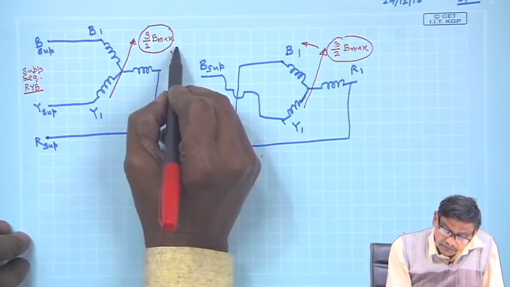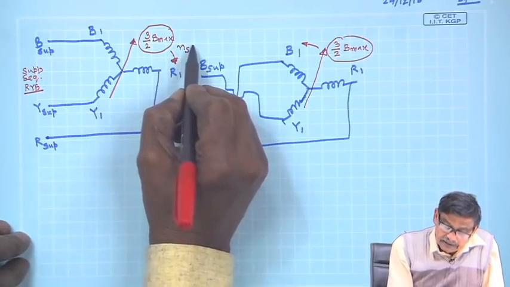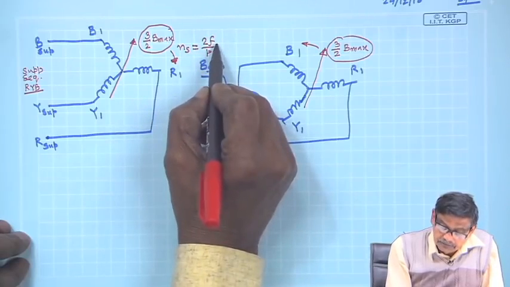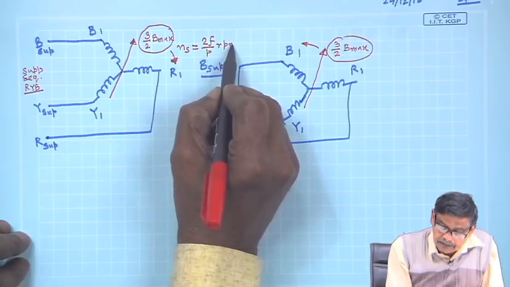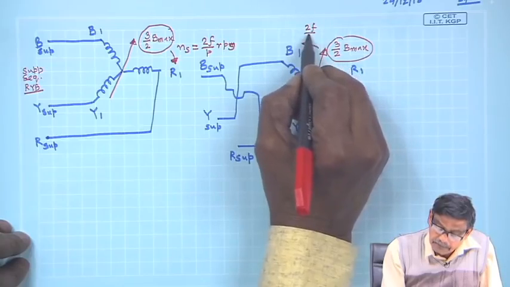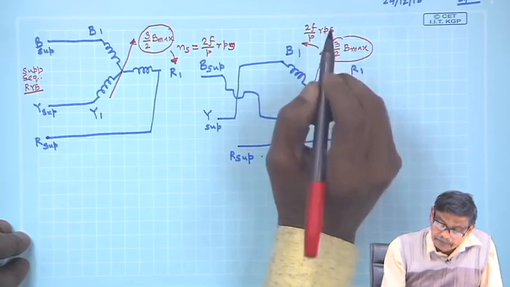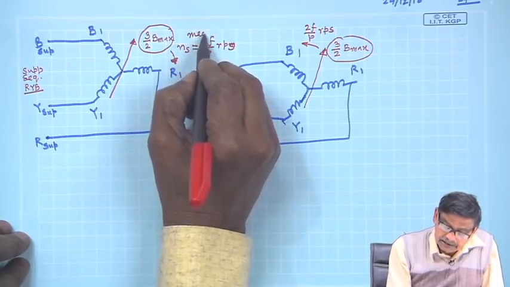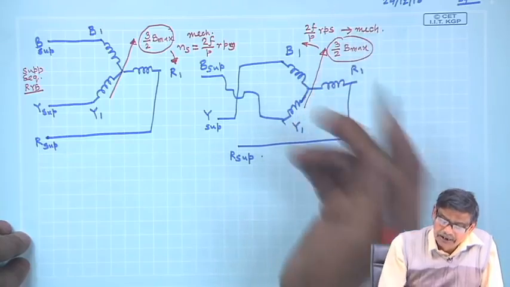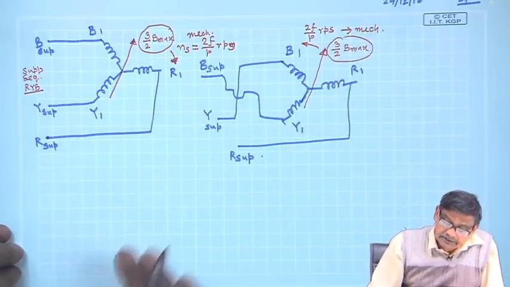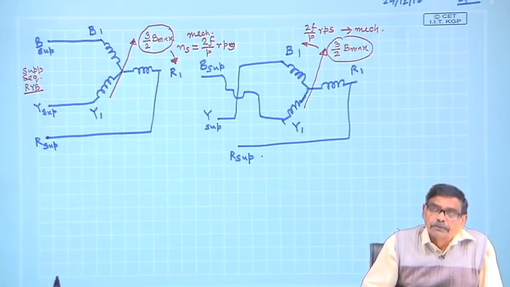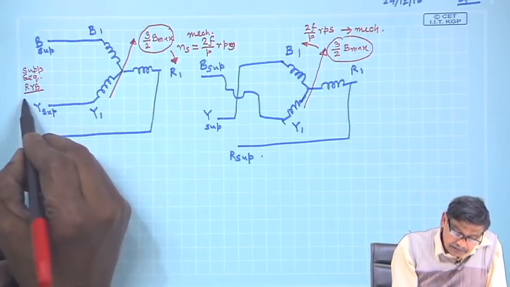Now, what is the value of this speed? The value of this speed is 2f by p, so much of RPS, and these are mechanical speed, this speed we commonly understand. Of course, the electrical speed is always f RPS. What is f? f is the supply frequency.